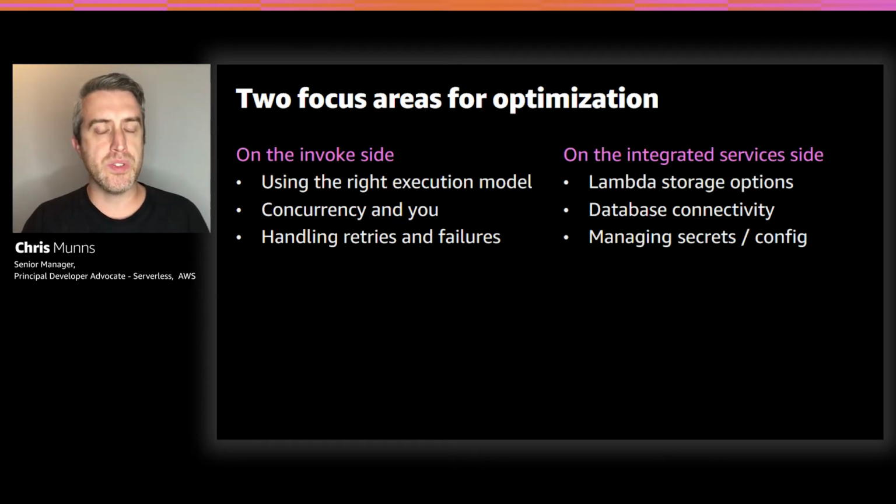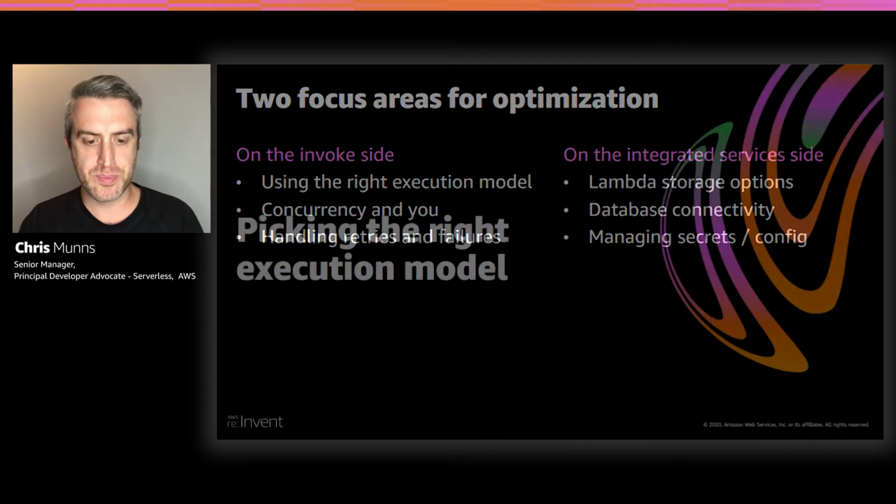And so the points that you see here around using the right execution model, concurrency, handling errors and failures, that's again on the invoke side. And then on the integrated side, it's things such as Lambda storage options, database connectivity, and then managing secrets and configuration. So 6 different points across these 2 sides that we'll be covering here today. Again, a small snippet, but what I find to be some of the biggest, most impactful areas to spend time when it comes to optimization.